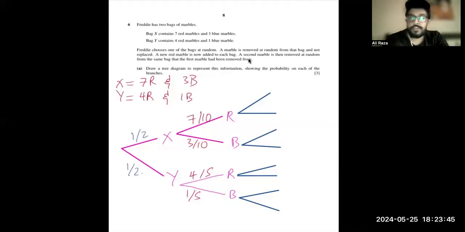Now moving on to the last portion of this question. Once we have removed a marble, a new red marble is added to each bag. So if we're removing the red marble, this becomes 6 upon 9, but then we add a new red marble, so this becomes 7 over 10. So there's no change in this case, and blue remains the same.